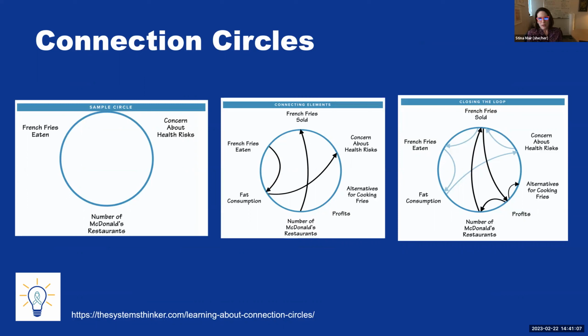This is just, if you don't know what a connection circle is, what we're doing in session 2. You basically have a circle, you identify key variables, you start to connect them together, right? Like, how many French fries you eat impacts how much fat is consumed, which can impact concern about health risks. And then you have to go through and make sure the loop is closed between arrows. So if you're interested, this website down here is really helpful and has a lot of information about what that looks like.